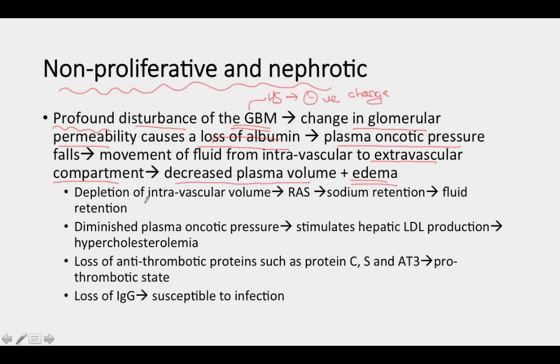Right? So the depletion of the intravascular volume will cause reduction of perfusion of the glomerulus. That will activate the renin-angiotensin system, sodium retention, fluid retention. But just because you're retaining fluid doesn't mean it's staying in the blood vessels, because your decreased plasma oncotic pressure will move it into the interstitial tissue and give you edema or anasarca.